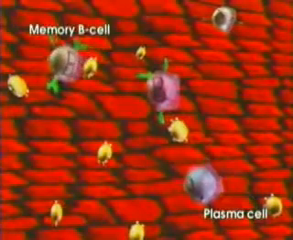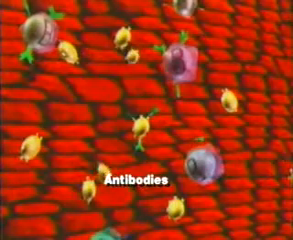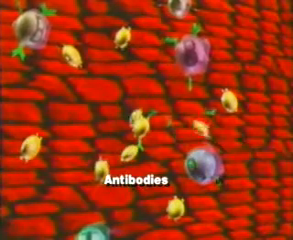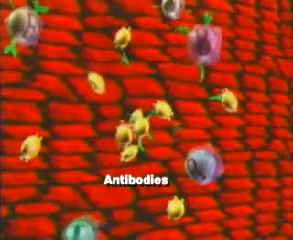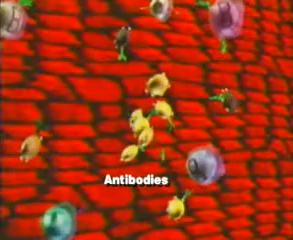T helper cells also activate white blood cells, called B cells. Activated B cells divide into plasma cells and memory B cells. Memory B cells remember the virus and help ward off future invasions. Plasma cells produce antibodies that attack a particular flu virus. They destroy some viruses and make others clump together so they can be easily engulfed by macrophages.